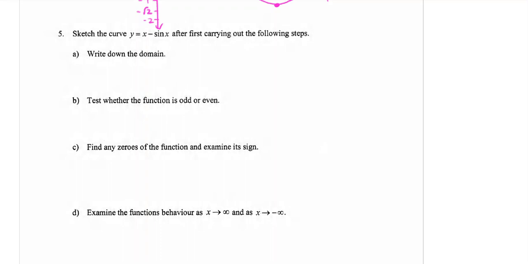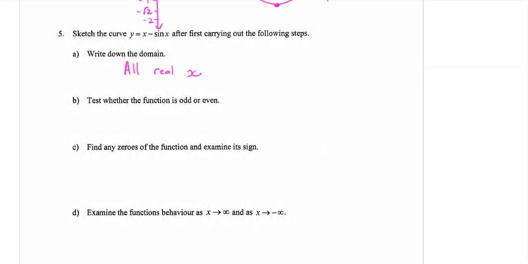Anyone? Good job, yes. Okay, sine x exists for all x. And x is going to exist for all x. So they're both fine. We can just have all real x. So there's no asymptotes, no discontinuous points. This graph is going to be for all possible x values.